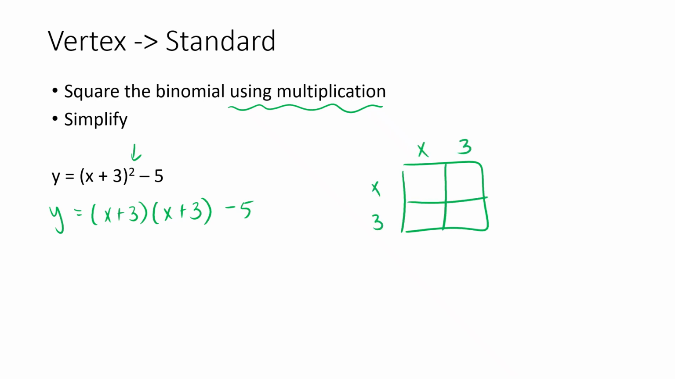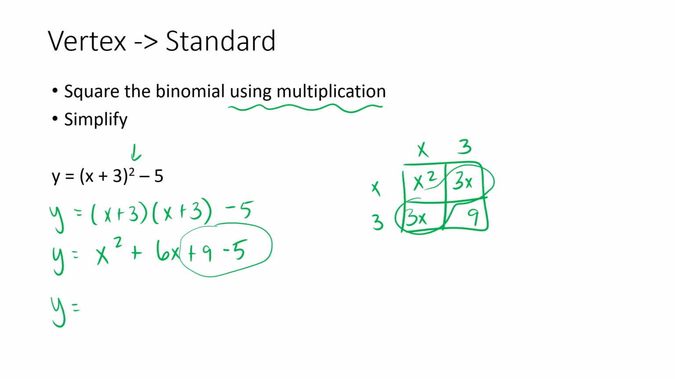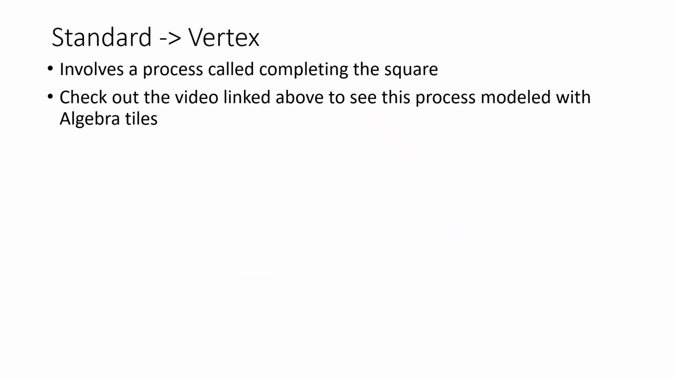So I'm going to use my area model. X times x is x squared. We have 3x, we have 3x, and we have 9. So we have x squared plus 6x plus 9, because the diagonal is going to combine. And then the second step there is to simplify, which is really just going to be that tail end piece there. So x squared plus 6x, 9 minus 5 is 4, and we have gone from vertex form into standard form. So square the binomial using your multiplication and then simplify, which is usually just adding or subtracting in whatever that last number is.